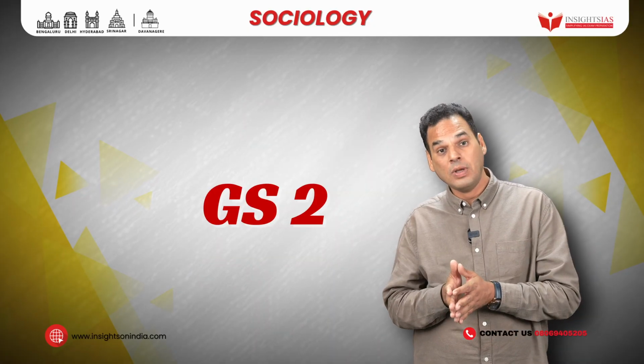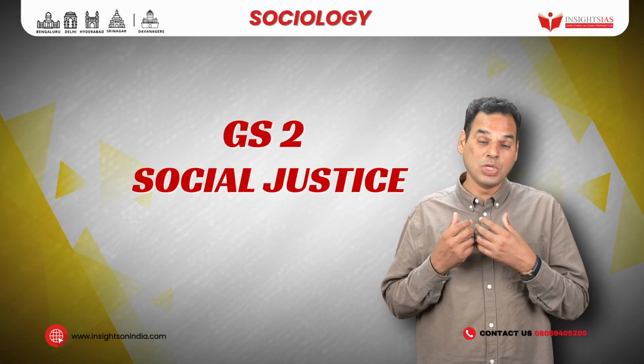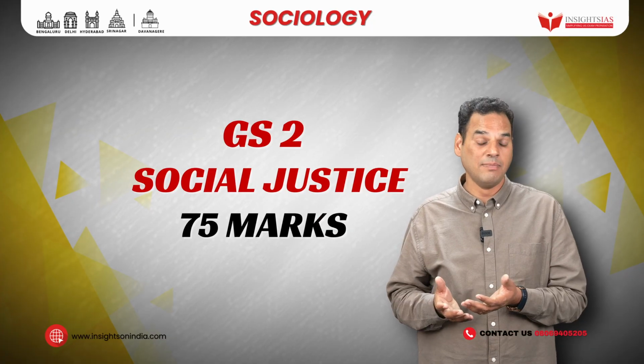In GS paper 2, there's social justice. And in social justice, again, the weightage is around 75 marks worth in the mains every year. And a significant part of that learning in the syllabus is happening from the sociology optional.